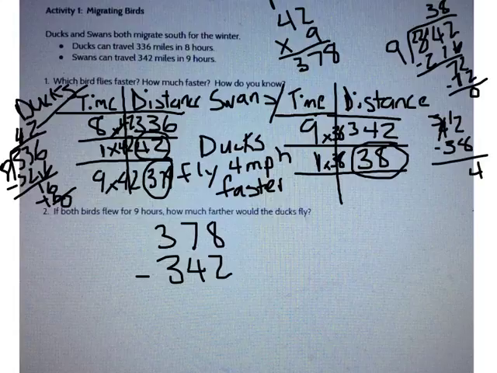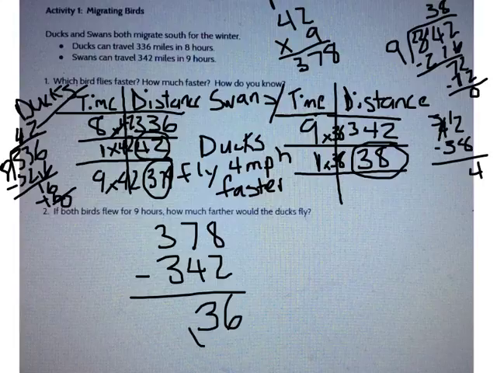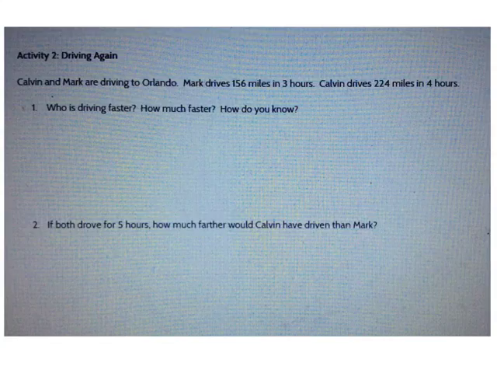I can subtract 378 minus 342 to see how much farther ducks would fly. Go ahead and do that now. What's 378 minus 342? It's 36. Ducks would fly 36 miles farther in 9 hours.